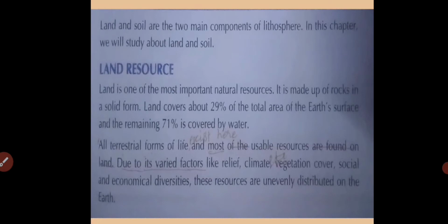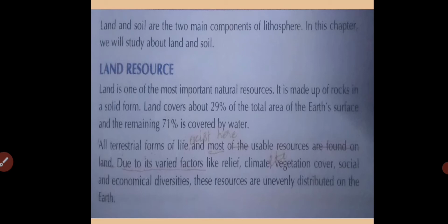Land is one of the most important natural resources and it is made up of rocks in solid form. Land covers about 29% of the total area of the earth's surface and the remaining 71% is covered by water. That's why we see that land is limited and we use that land for different purposes.